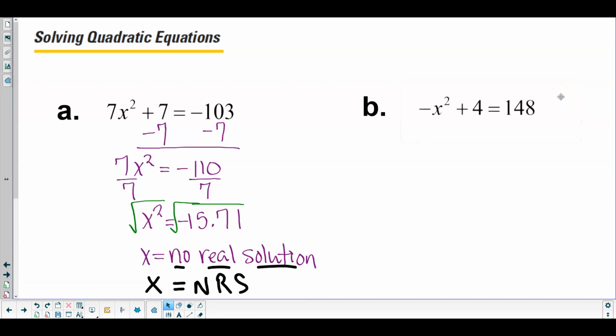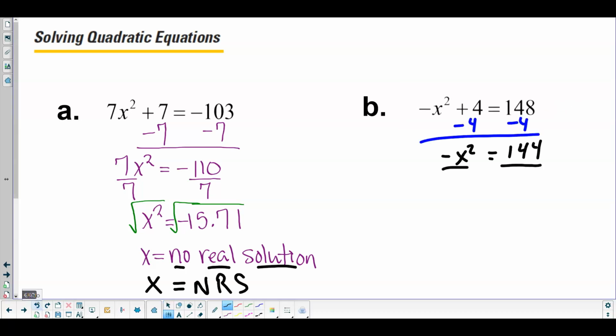All right, let's try this one. If you would, go ahead and pause and see if you work this one out. All right, so if you subtracted the 4 to both sides, that is correct. Here's the problem. Now what we end up with is a negative x squared equal to a positive 144. But you also have to remember that the number that's in front is a 1. Okay, so because we have this negative 1 in front, we're going to have to divide negative 1 to both sides. So that means now I have x squared equals negative 144.